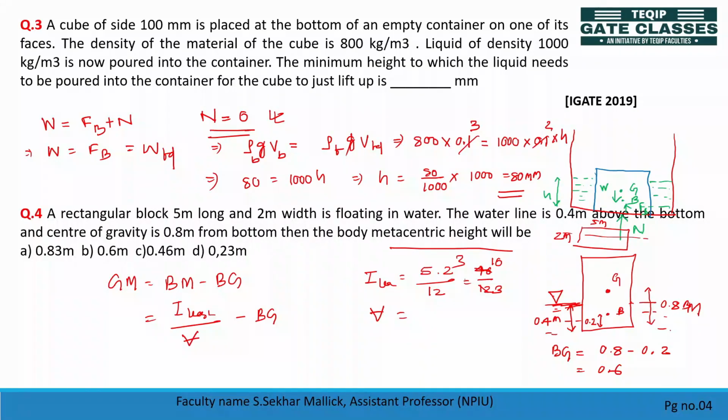Then submerged volume is how much? Area into height. Cross sectional area is 2 into 5, into submerged height 0.4. So 10 into 0.4, that is 4 meter cube. Okay, now you put this value. This is 10 by 3 divided by 4 minus 0.6. So how much are you getting? Is it equal to 0.23 meter?